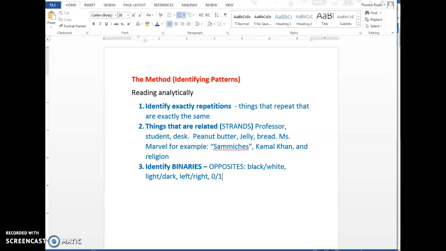So in the example of Ms. Marvel, we might say that there are certain characters who are opposite. That would be a good example. The fourth one is we want to identify what are called anomalies. Okay, so what the heck is an anomaly?